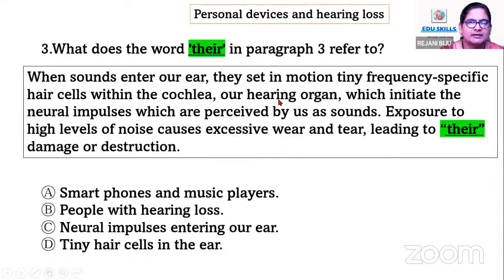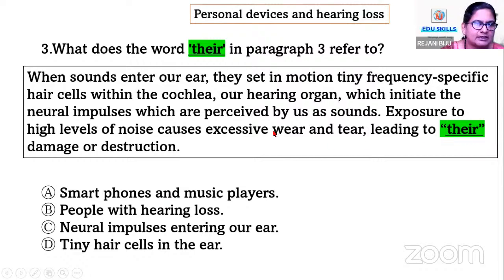Okay, and here it is "which initiate the neural impulses," so we have to see what is that which is perceived by us as sounds. That means it is telling about the particular subject. So that is not the subject. What comes after that, there the subject will not be there. That is the object part. So which initiate, that means what is that?